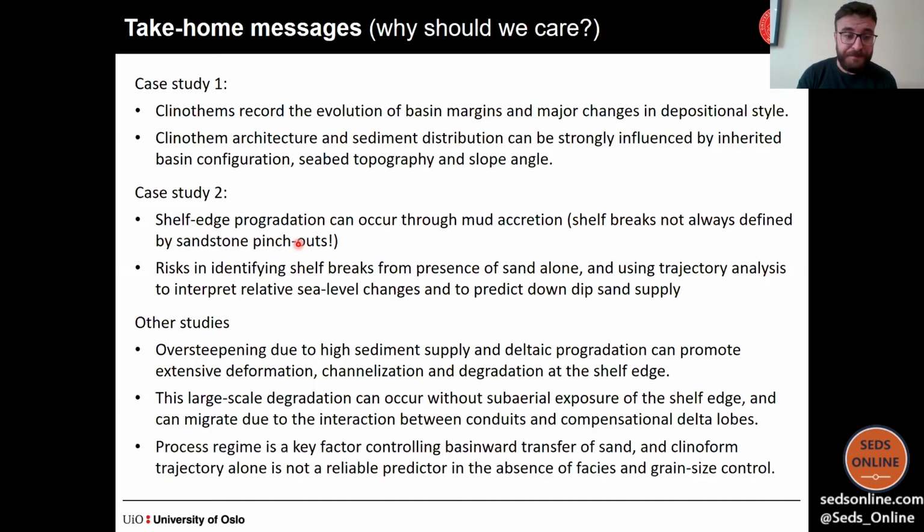and become really efficient transport pathways. Finally, from the work in New Jersey, we know that process regime is a key factor that controls basinward transfer of sand, and therefore that clinoform trajectory analysis alone is not a reliable predictor if we don't have good control on facies, and in this case, also on grain character.